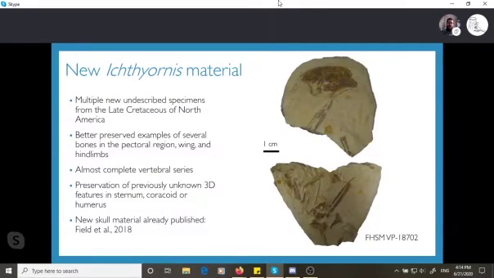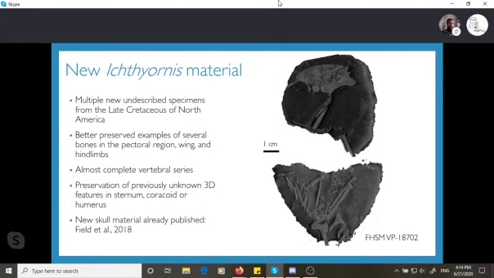So, of course, I've been working with some new material of Ichthyornis. I've been working with multiple new undescribed specimens from the late Cretaceous North America, same Niobrara formation, same rocks that the original material came from. Here you can see one of those specimens. We've CT scanned the material to access its 3D morphology, and in fact, the fact that it's preserved in 3D is one of the most important features of Ichthyornis.